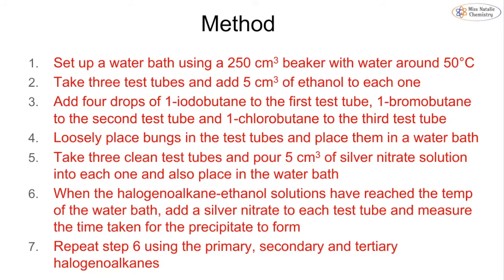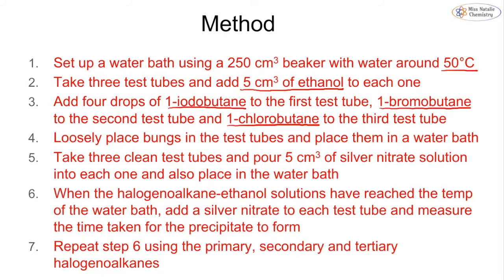So how do we do this experiment? Well, first of all, we need to set up a water bath, and we want it to be around about 50 degrees Celsius. I take 3 test tubes and I add 5 centimeters cubed of ethanol to each test tube. I then want to add iodobutane to the first test tube, bromobutane to the second, and chlorobutane to the third. I then want to loosely place a bung into the test tube and then place it into the water bath. That will then allow it to come to the correct temperature.